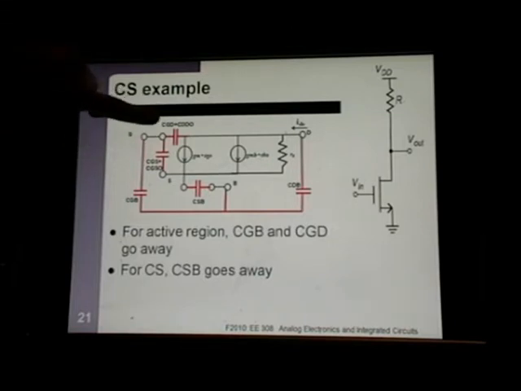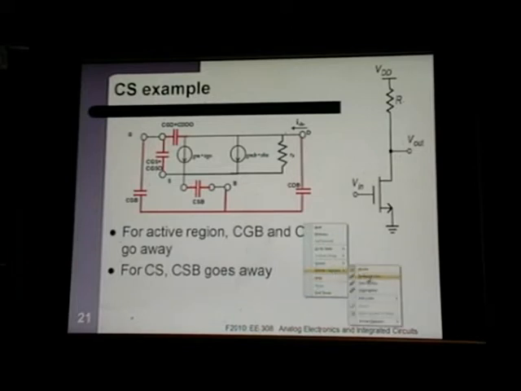The one that disappears is this CGD, and this is also a typo, but I can't fix that right now. So it's just the overlap for the CGD. This would be CGD overlap.